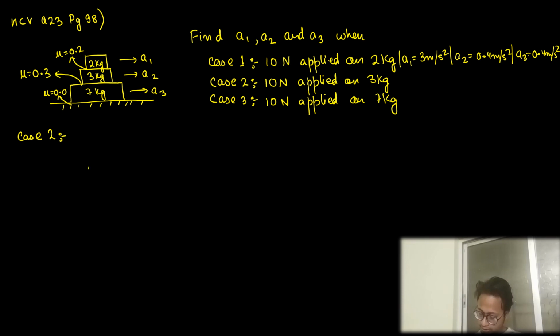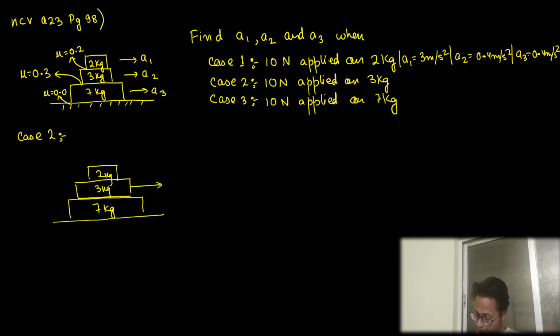Case 2 is when 2 kg, 3 kg, 7 kg. Case 2 is when 10 Newton is applied on the 3 kg block. Now whenever there are three body problems, you can either make this one body, this is the second body, or make this one body, this is the second body. Both will have the same result. It depends upon which surface you are solving for first.